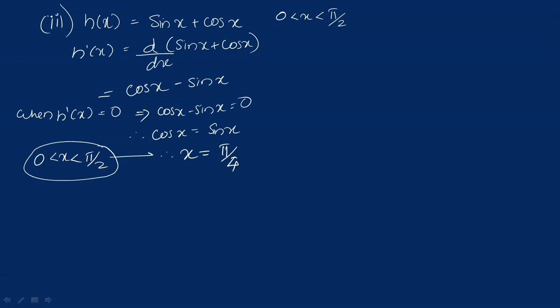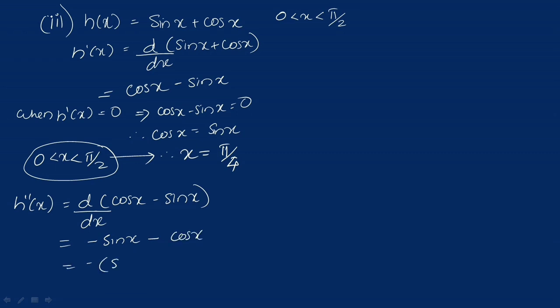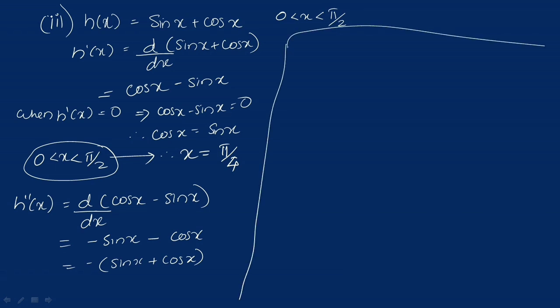Now we will be finding h double dash of x. That is d by dx of cos x minus sin x. d by dx of cos x is minus sin x, and d by dx of minus sin x is minus cos x. So we have the minuses taken outside: minus of sin x plus cos x, that is h double dash of x.